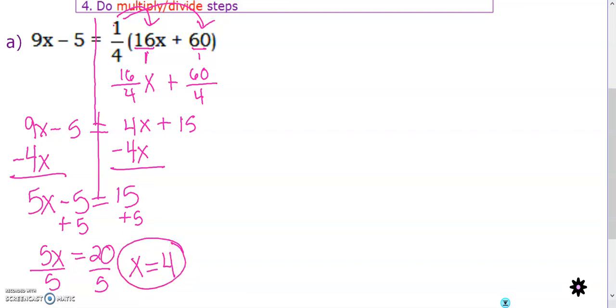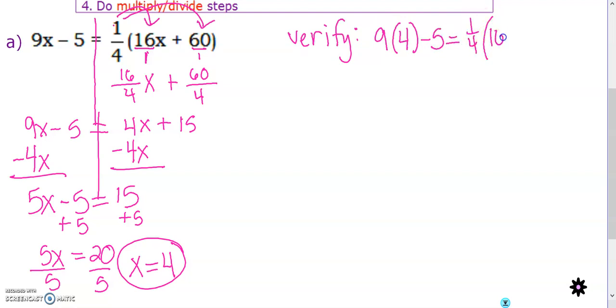Now again, I circled it because I think that's my answer, but I really don't know until I verify, and we are going to verify this, especially because it has a fraction, and we want to practice working with the fraction. So wherever I see an x, I'm going to replace it with 4, and let's see how we do. So we've got 9, plug in 4, minus 5 equals 1/4 times 16 times 4 plus 60.